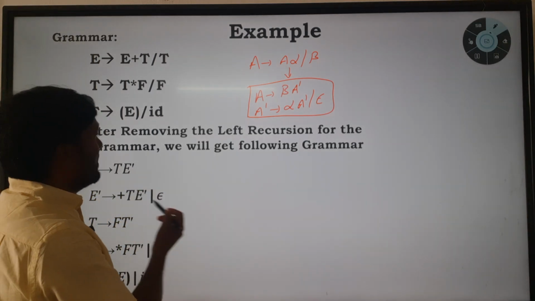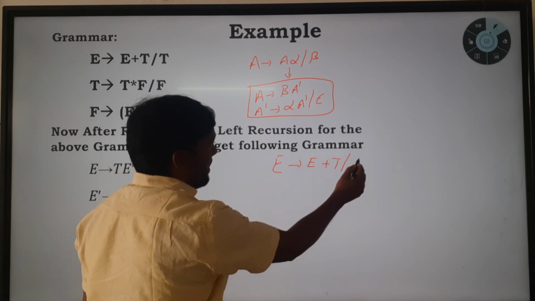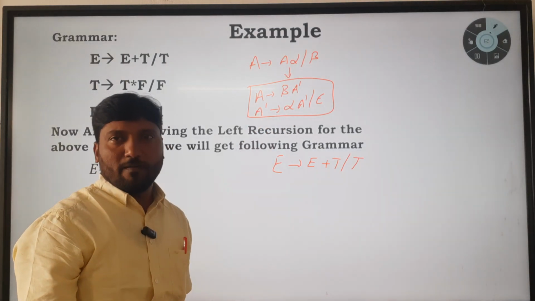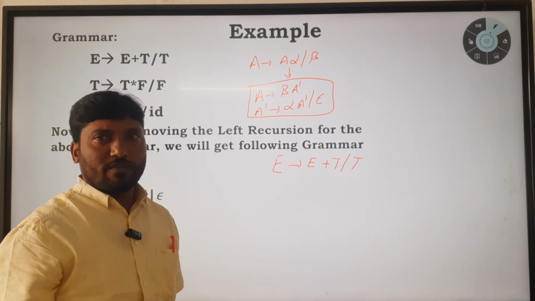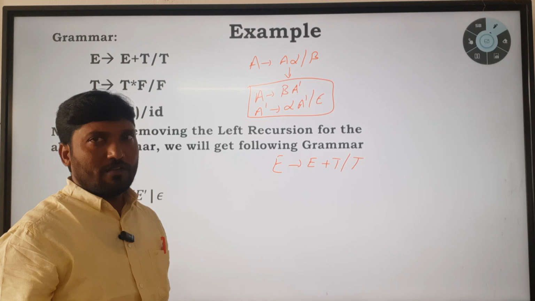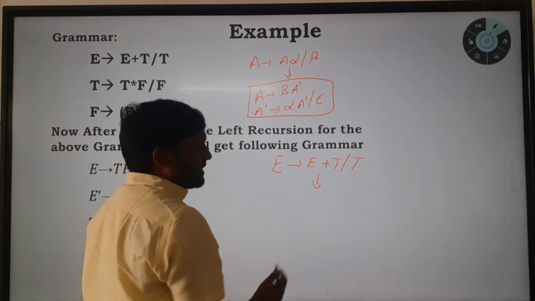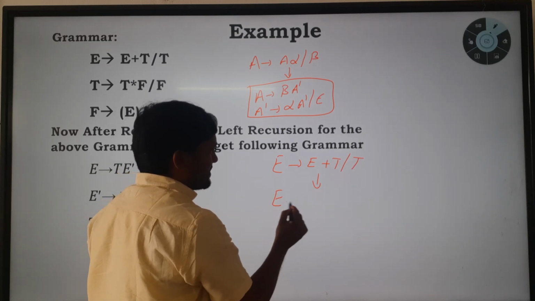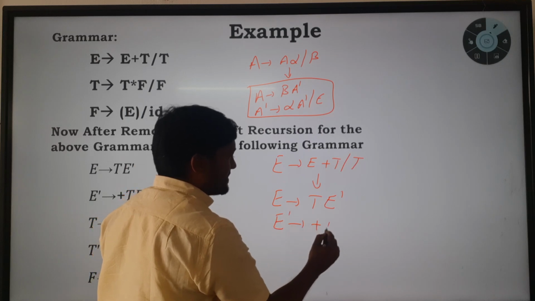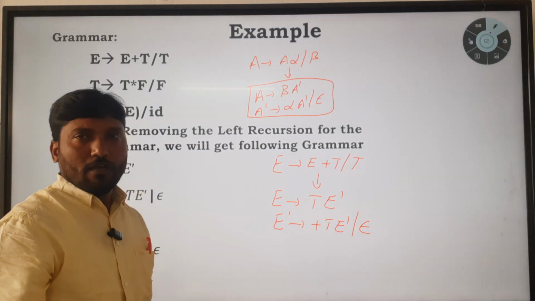What is the given grammar here? There is E derives E plus T or T. It is in the form A derives A alpha or beta, so there is a left recursion, which is why we have to eliminate it. How? As you already know, we rewrite the production: E derives T E dash, E dash derives plus T E dash or epsilon. This is how we can eliminate the left recursion.